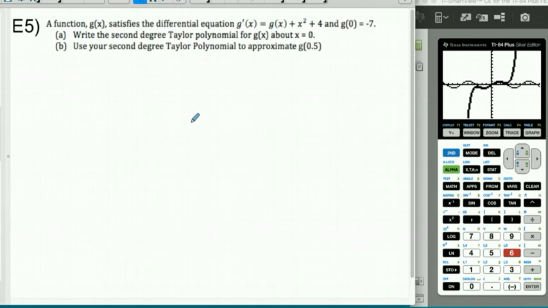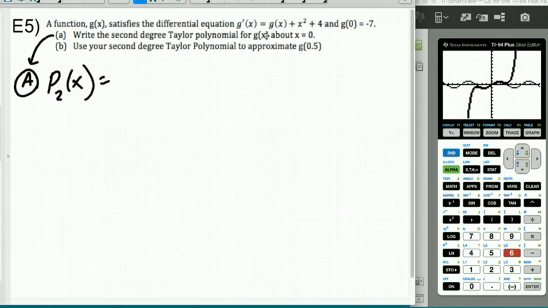A function g of x satisfies the differential equation g prime of x equals g of x plus x squared plus 4. And we're given that g of 0 is -7. We're going to write a second degree Taylor polynomial about g of x for x is 0. Okay, so again, the first thing you want to do is say, hey, if I'm asked to write a second degree Taylor polynomial, what would that entail?